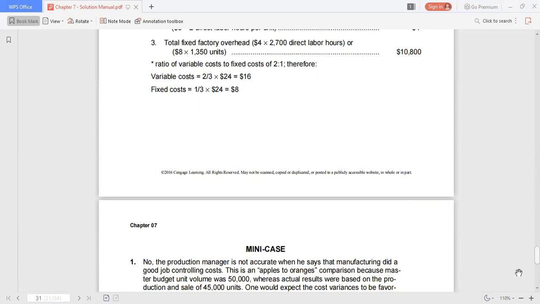In a conversation with the sales manager, the production manager was overheard saying, "You sales guys really messed up our May performance, and it's only because production did such a great job controlling costs that we aren't in even worse shape." So we have now the flexible budget per unit. It's 25. The actual results. Then we have the master budget at 50,000 units.